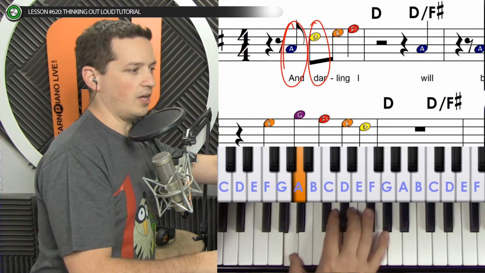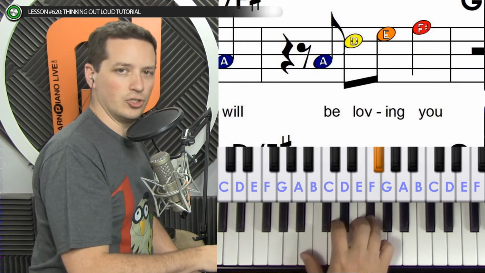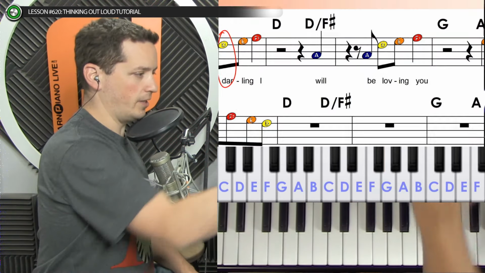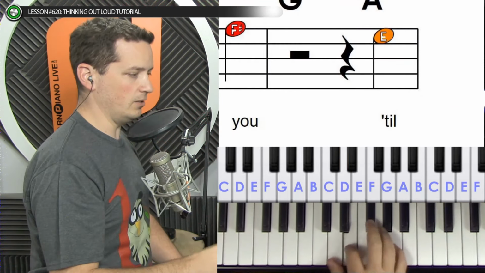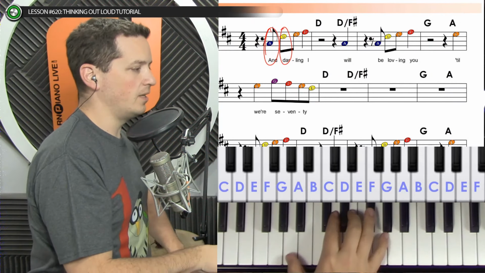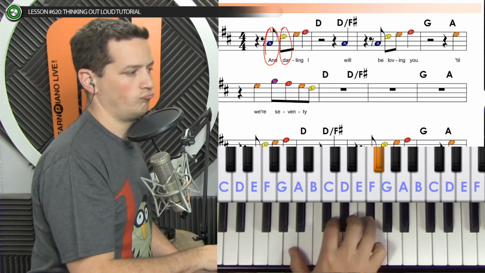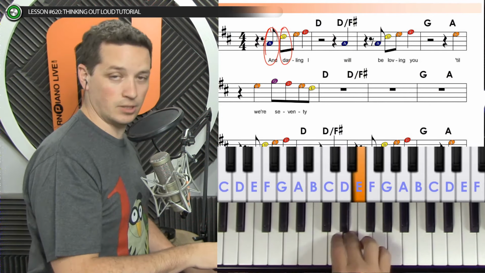Then we're back to that A, and then we get to play the exact same thing. This phrase keeps coming back right here, this A, D, E, F sharp. After that, we've got a note on "till," which is an E. So then all together, that would be the whole line.